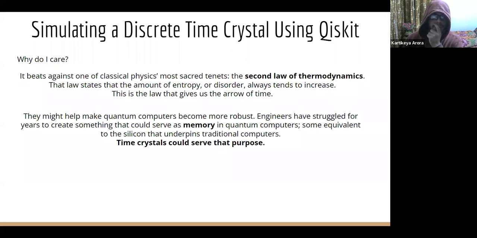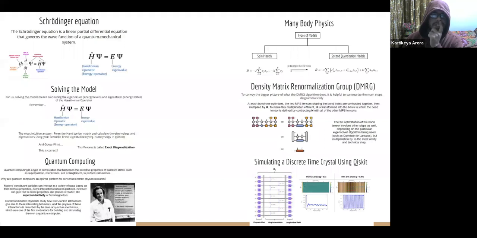So this is almost it. To summarize, we learned about the Schrödinger equation, the quantum mechanics picture. We learned about how many-body physics has different types of models. We learned about how to solve these models using processes like exact diagonalization and DMRG. And then it paved our way into the quantum computing regime. We learned why quantum computers are useful and how to simulate a discrete time crystal using Qiskit for ourselves.